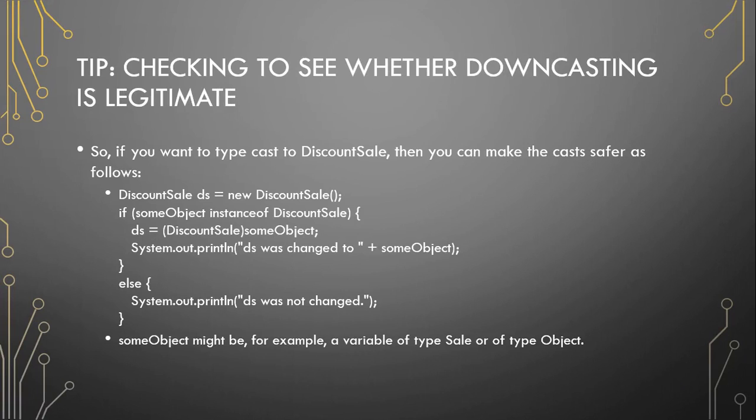So let's say you want to typecast to DiscountSale, then you can make the cast safer as follows. DiscountSale ds equals new DiscountSale. If someObject instanceof DiscountSale, ds equals (DiscountSale) someObject, System.out.println ds was changed to someObject. Else System.out.println ds was not changed. So someObject might be, for example, a variable of type Sale or of type Object.